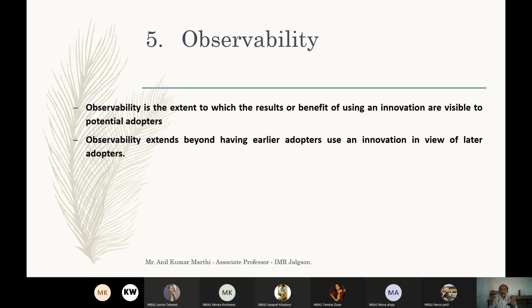ऐसा कोई नया प्रोडक्ट निकला, इनोवेटिव प्रोडक्ट निकला या सर्विस निकली या कोई डोमेन ने नया प्रोडक्ट ऐसा शुरू किया, it will not be immediately accepted. हम ये फैक्टर्स को कंसिडर करेंगे. कौन सा? रिलेटिव एडवांटेज, कंपैटिबिलिटी, कॉम्प्लेक्सिटी एंड सिंप्लिसिटी, ट्रायलेबिलिटी एंड ऑब्जर्वेबिलिटी.